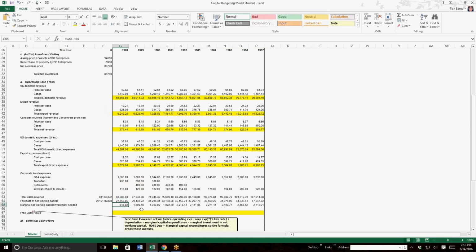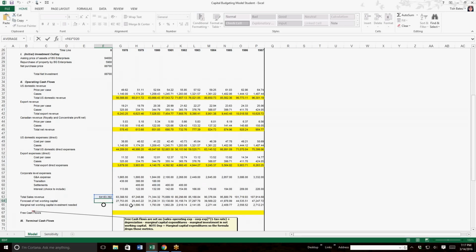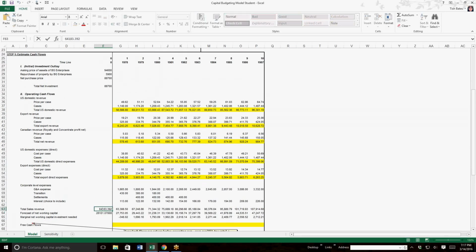And then the marginal investment needed is that, and I'm not exactly sure where this number's coming from. Same place. Okay. Where's this number coming from? That's hard-coded.